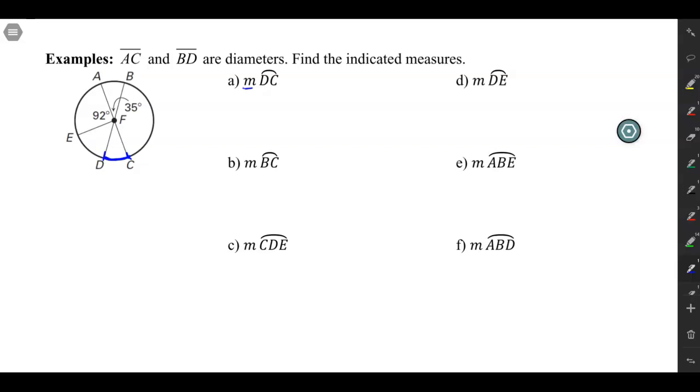Now I don't know the measure of this central angle of angle DFC, but I know that the angle across from it is a 35-degree angle. Now if you remember that these 2 angles are vertical angles, which means they're congruent. So that central angle is also 35 degrees, which means that the measure of the minor arc DC is 35 degrees.